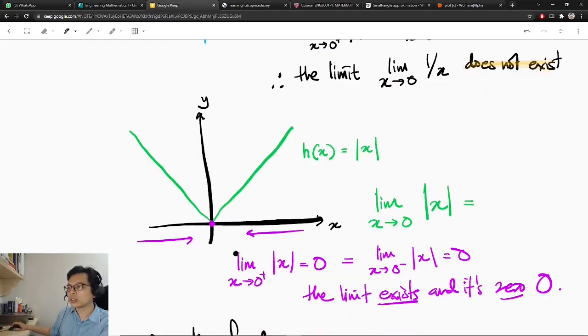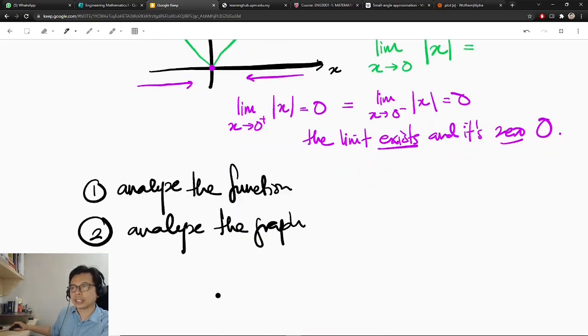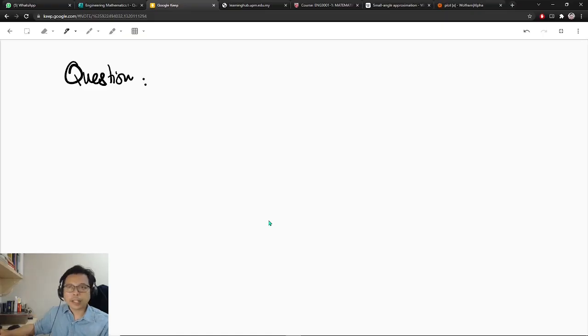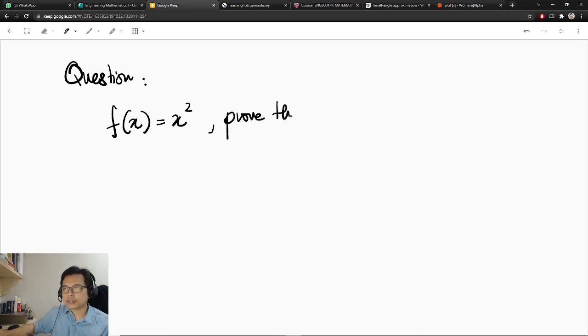Here we did the same thing; we analyzed it using the graphs. Okay. So given f of x is x squared, now prove that the limit of that function f of x as x approaches 2 is 4. Now, how do I do that?